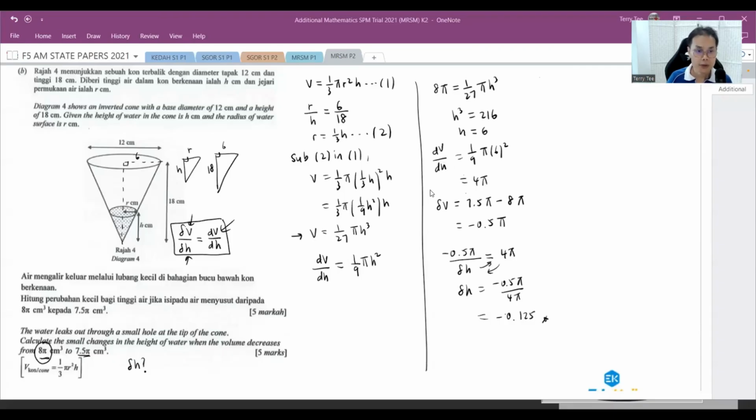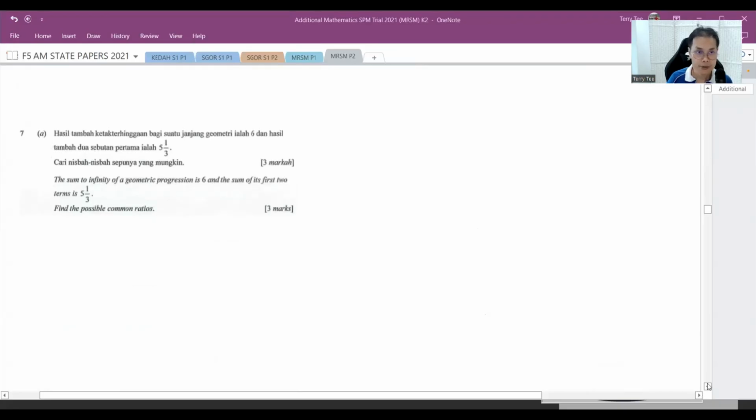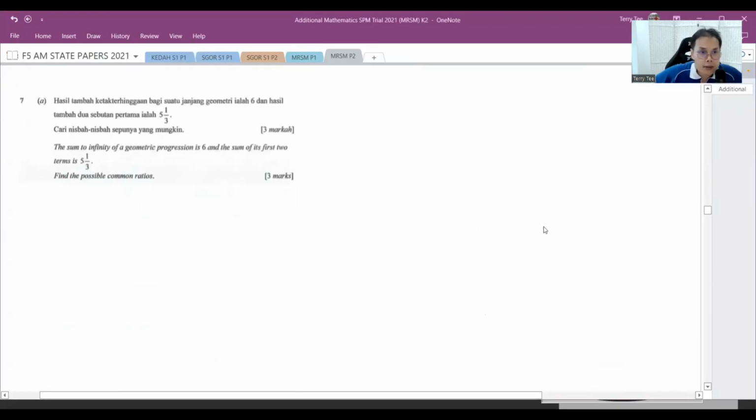Okay, let's move on to the next question. This is Form 4, Chapter 5, Progression. The first part is a geometric progression such that the sum to infinity of this geometric progression is 6, and the sum of the first two terms is 5 1/3. So find the possible common ratio.